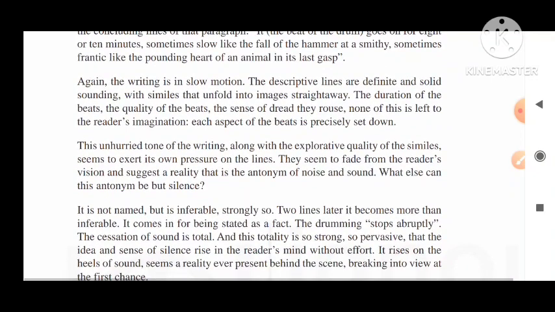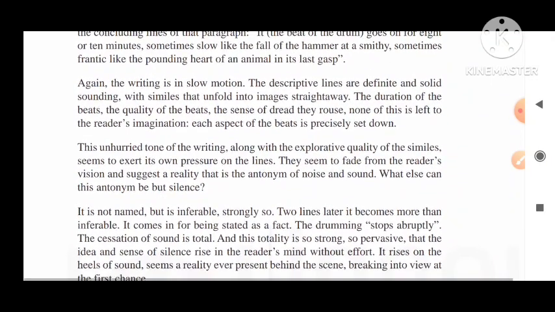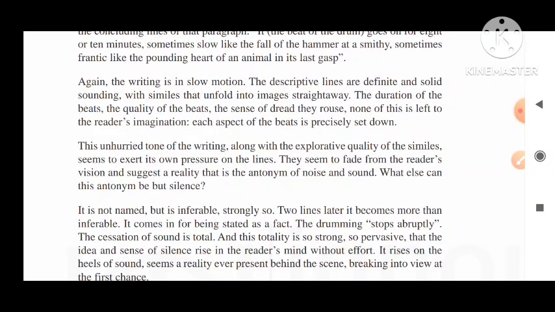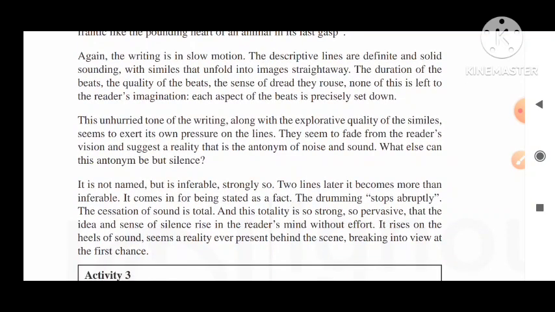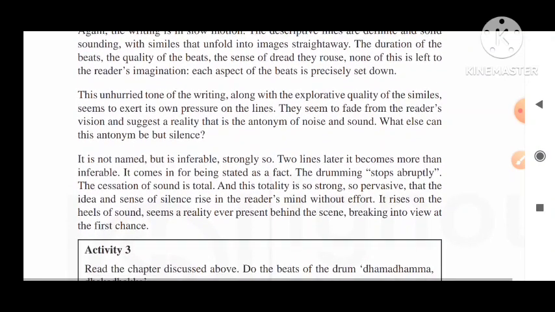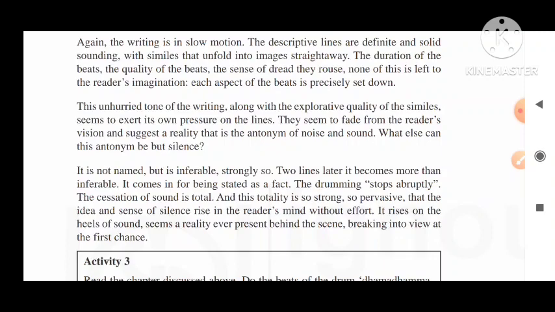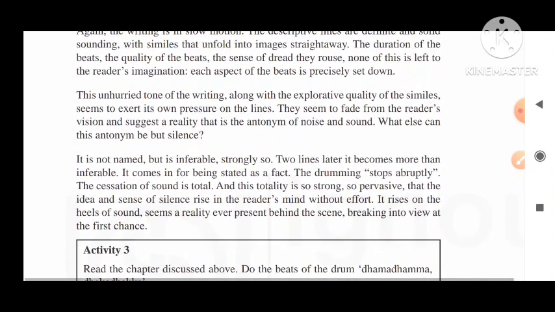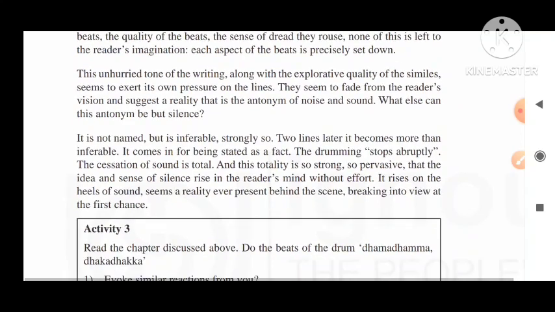Again, the writing is in slow motion. The descriptive lines are definite and solid sounding, with similes that unfold into image straight away. The duration of the beats and the quality of the beats, the sense of dread they arouse, none of this is left to the reader's imagination. Each aspect of the beats is precisely set down.